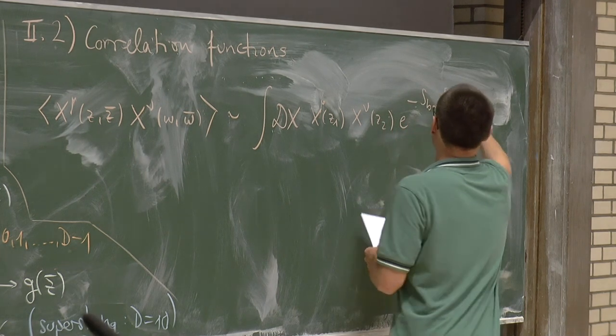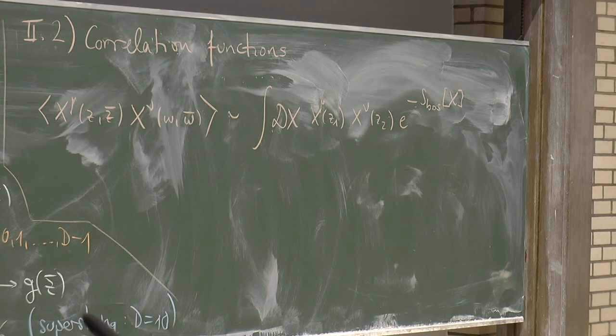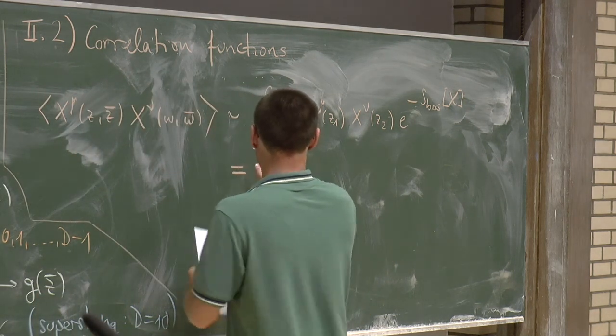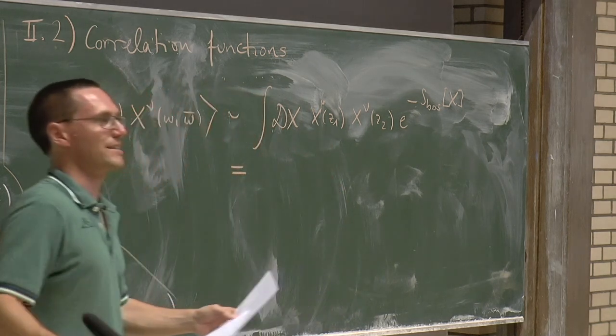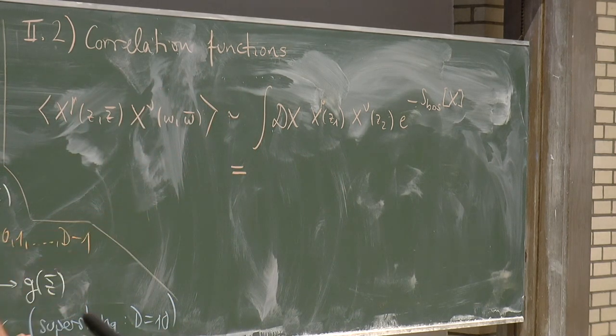And we are lucky that the action is quadratic. It's a free field theory with respect to these embedding coordinates. So that integral is Gaussian, and we can compute it exactly. I guess you all have experience with Gaussian integrals.